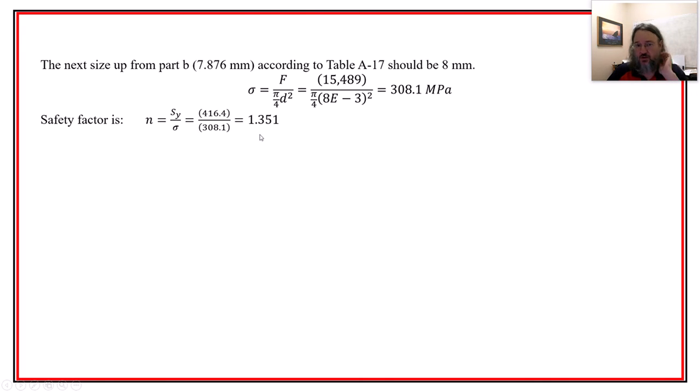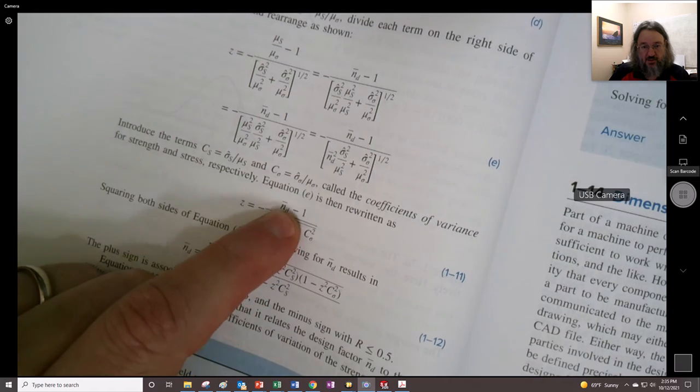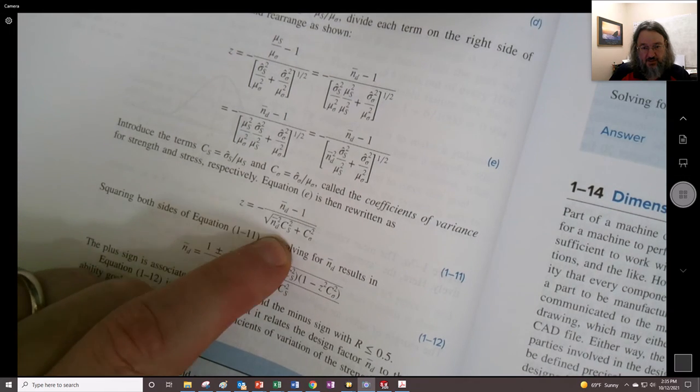So that's how safe we're predicting. Now, if we want to go backwards and predict the reliability, we can take this equation right here, which is also out of Chapter 1, and it's right next to that design factor equation. And it gives us the Z. It's like the thing going backwards. It's right here. There you go. And I'm going to put the safety factor in there instead, right?